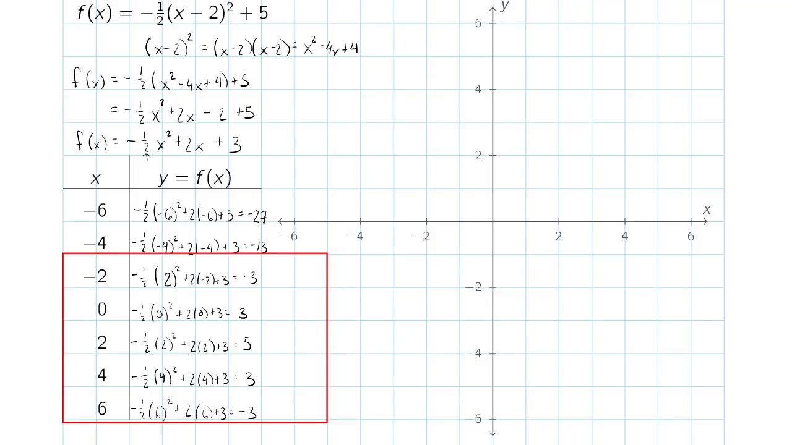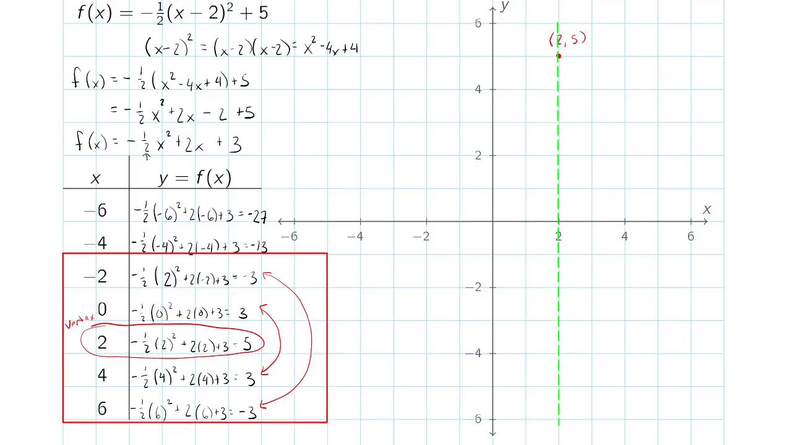And then these 2 points have the same y-coordinate. These 2 points have the same y-coordinate. This point is going to be my vertex, because it's between pairs of points that have the same y-coordinate. So (2, 5) up here is my vertex, which means my axis of symmetry is going to be this vertical line.